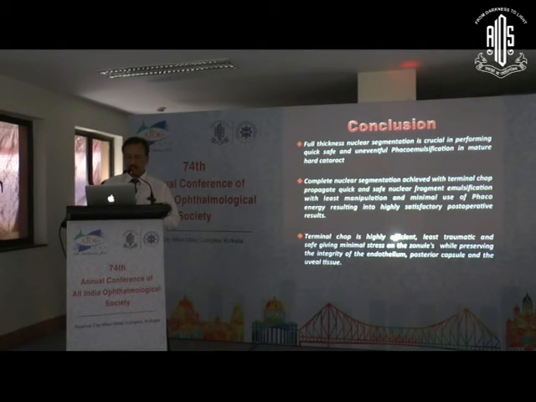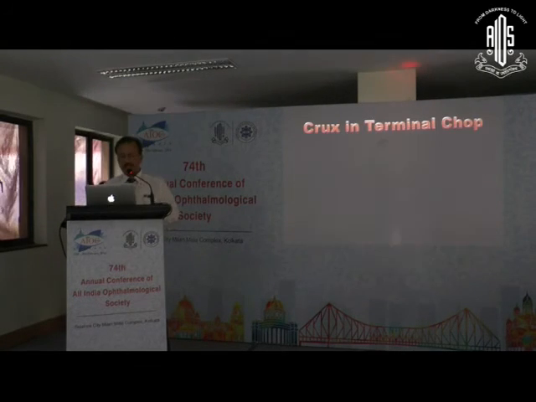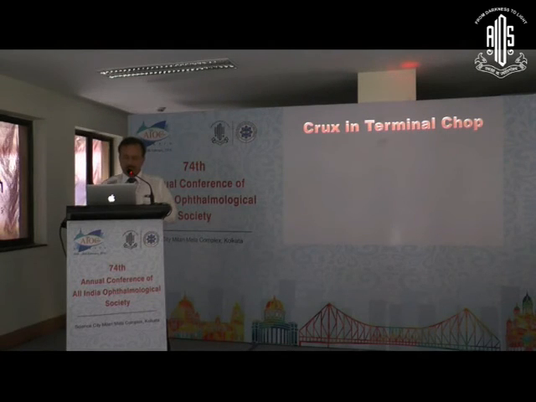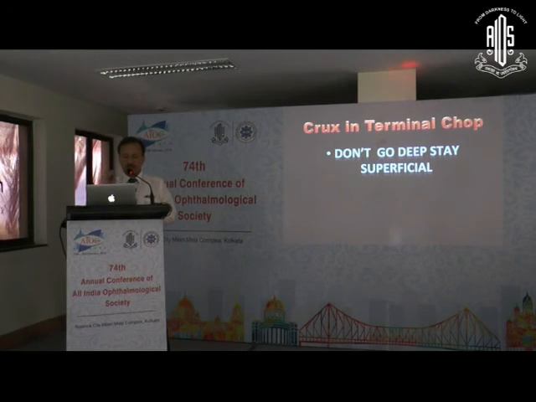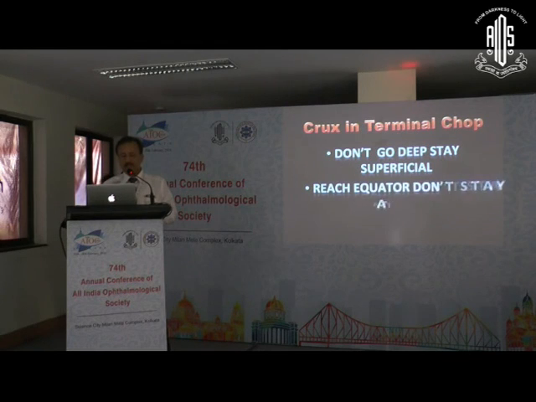So to conclude, the crux in terminal chop, the important points in the terminal chop are: the first important point is do not go deep, stay superficial. Your phaco probe has to stay superficial. You don't have to go deep into the nucleus to have a hold of the nucleus at the equator. The second important point is reach the equator, don't stay at the center. Your phaco probe has to start from the center and go to the equator. You don't have to stay at the center or go deep into the nucleus.